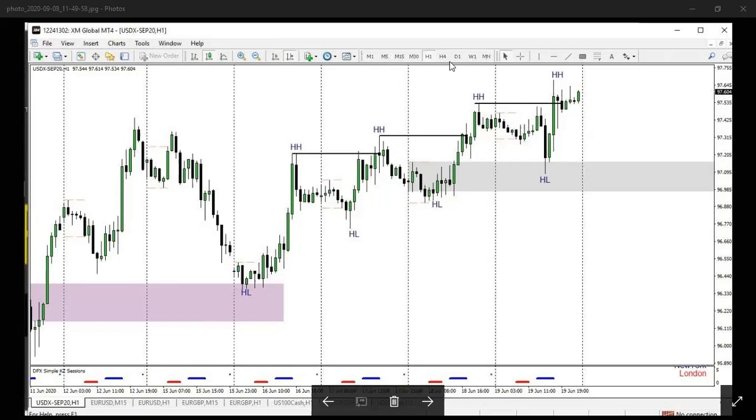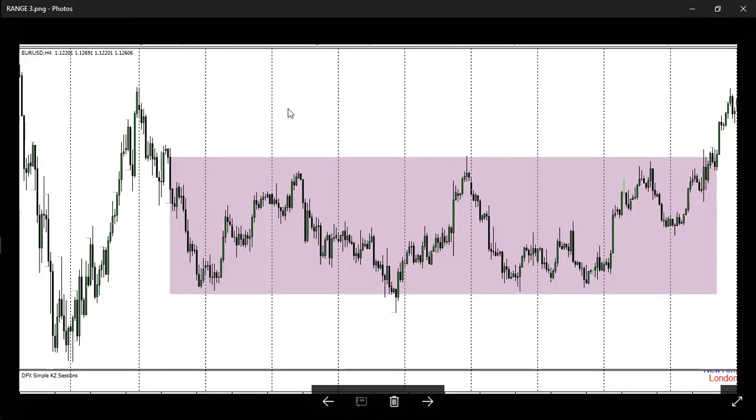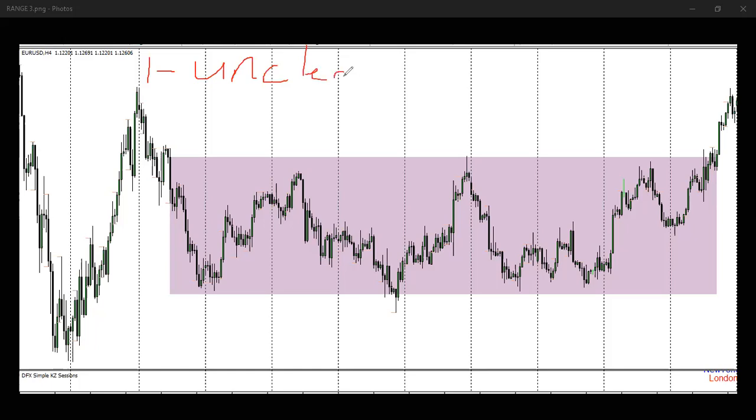So that's the uptrend, right? All right. So uptrend, downtrend. Okay. This is the range. We have this range. So we have two types of range. Number one, I just call it an unclear range, and then number two, a clear range.